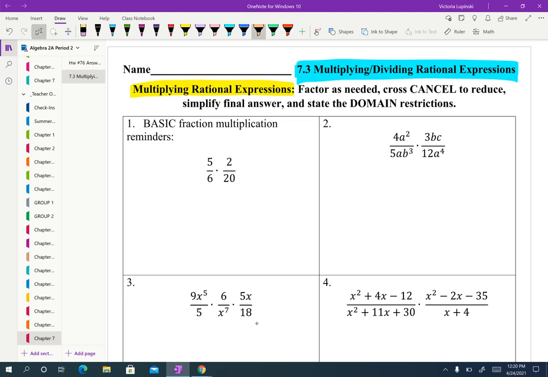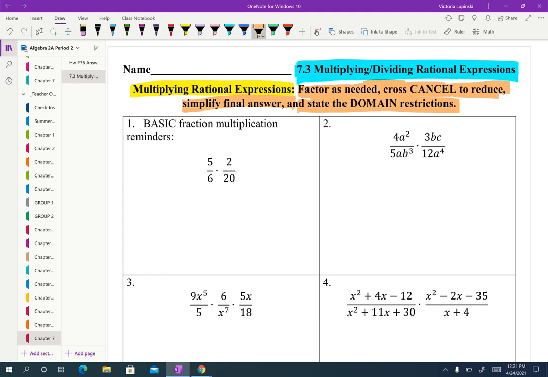Again, the key to success is still your ability to factor. So continue to practice, study, review that factoring table as needed. But here for multiplying rational expressions, you're going to factor as needed. Then you're going to cross cancel, not cross multiply, but cross cancel. That's what's going to allow you to reduce. You're going to want to make sure you simplify your final answer, and then you're going to want to state the domain restrictions, just like we were doing yesterday, meaning x cannot equal, y cannot equal, whatever the variables happen to be.